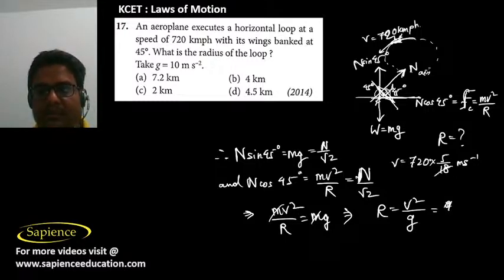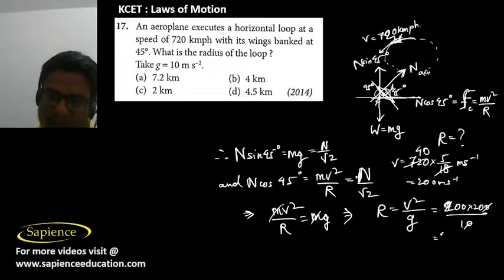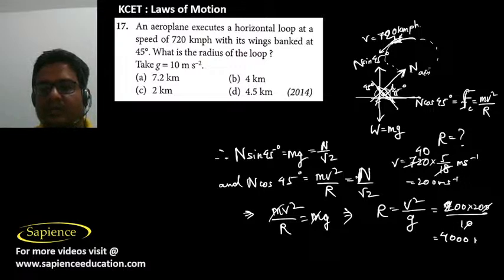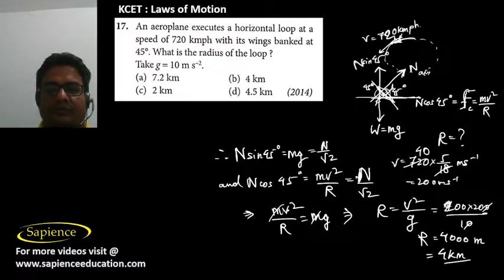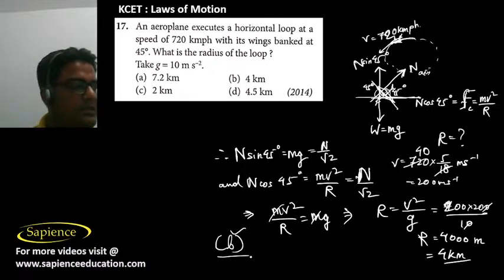18 4 is 72, 40, so that is 200 meter per second. So that will be 200 square, so 200 into 200 divided by 10. So that is 4000. R is 4000 meters. The radius of the loop is 4000 meters, or I can say it is 4 kilometer. So option B is the correct answer.